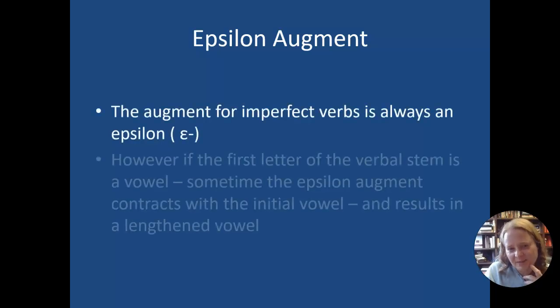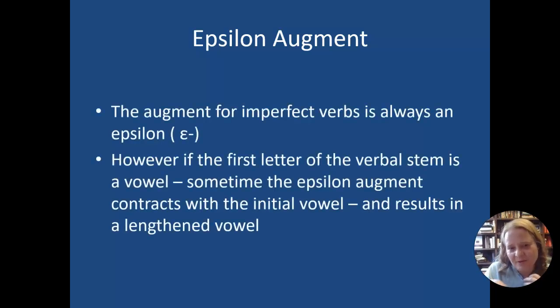The epsilon augment for imperfect verb is always an epsilon. But here is one trick though. Once you start adding vowels, if the first letter of the word that you add it to is also a vowel, those vowels can combine together. And so that's why the examples I've shown you so far start with a consonant. Pisteuo starts with a P, right? Luo starts with a lambda.